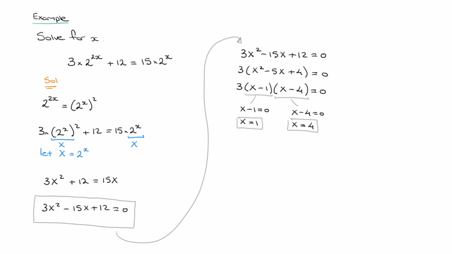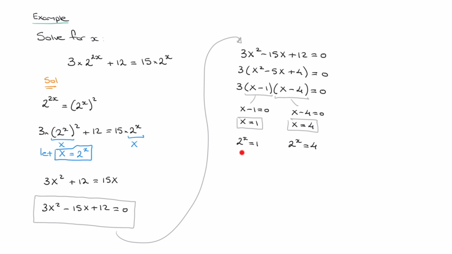But we're not done. Remember, the capital X that we see here is equal to 2 to the power of x. In fact, I'll go ahead and box that. Remember, capital X is equal to 2 to the power of lowercase x. Consequently, we can rewrite both of these results as 2 to the power of x equals 1 and 2 to the power of x equals 4.